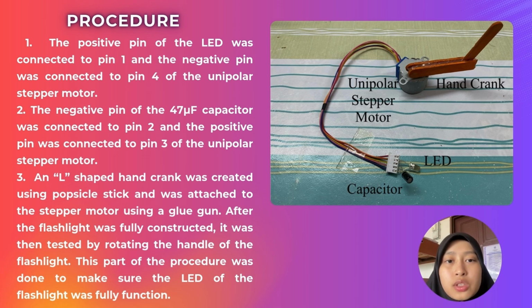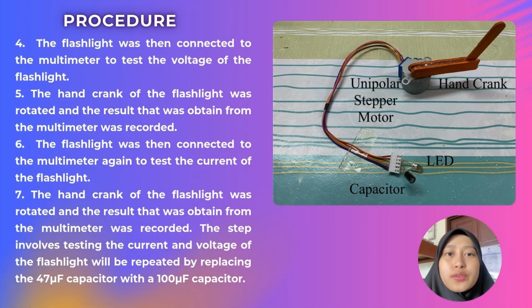After the flashlight was fully constructed, it was tested by rotating the handle to make sure it was fully functioning. For the fourth step, the flashlight was connected to the multimeter to test the voltage. For the fifth step, the hand crank was rotated and the result obtained from the multimeter was recorded. For the sixth step, the flashlight was connected to the multimeter again to test the current. And for the last step, the hand crank was rotated and the result obtained from the multimeter was recorded. The steps involved in testing the voltage and current will be repeated by replacing the 47 microfarad capacitor with a 100 microfarad capacitor.